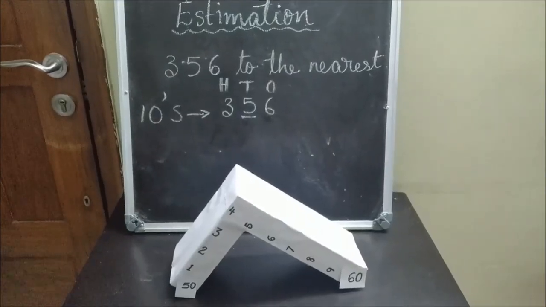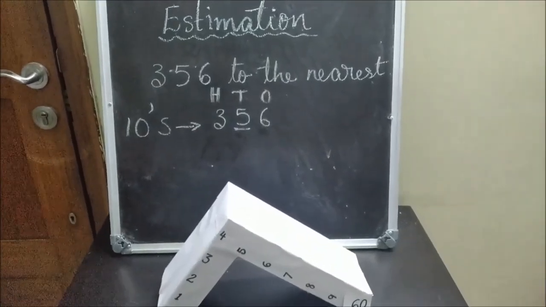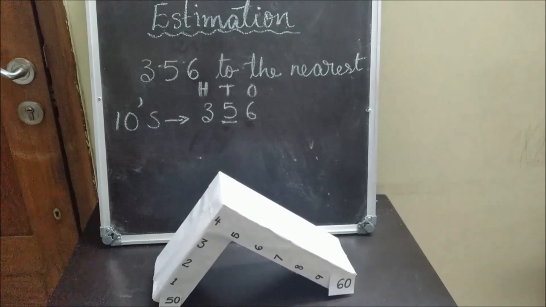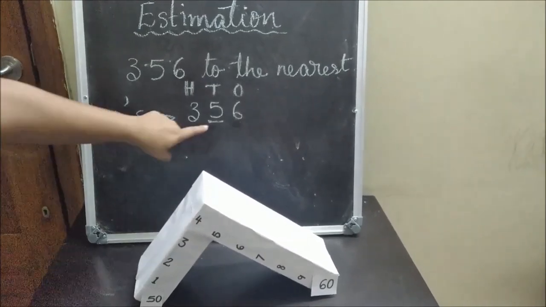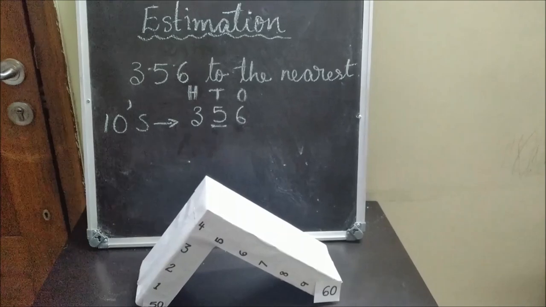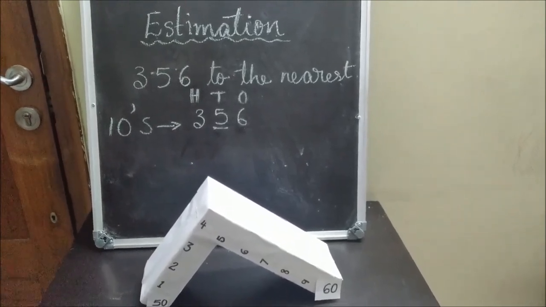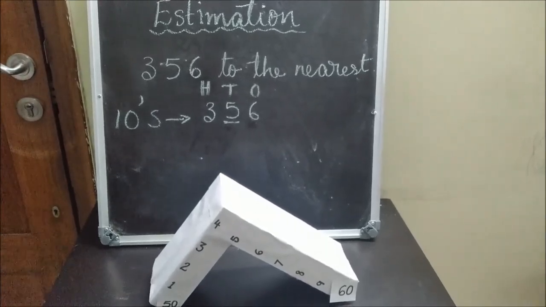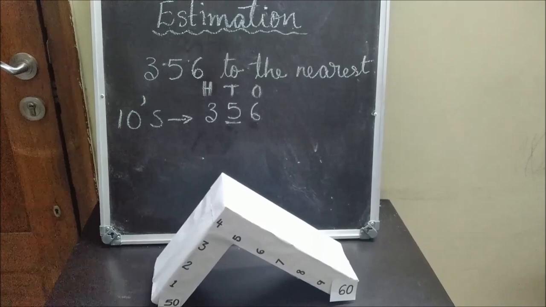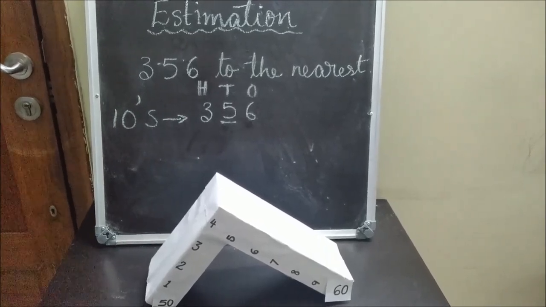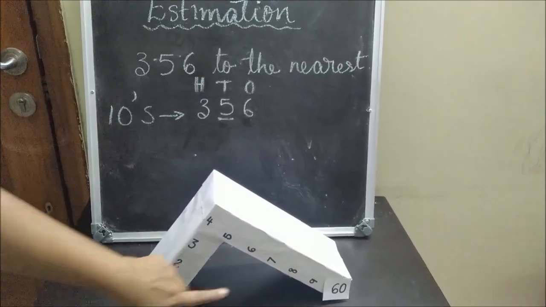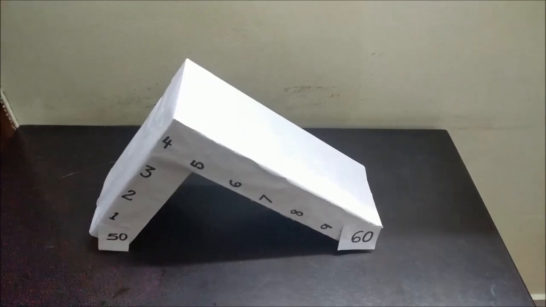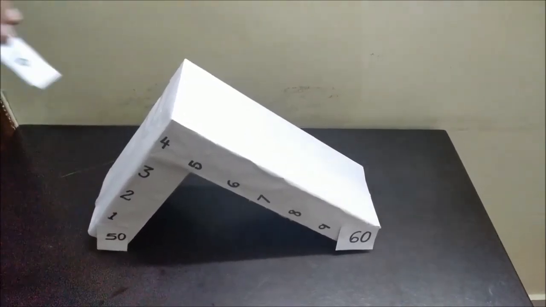Now let's try to round off a three-digit number to the nearest tens. Here we are rounding off the number to the nearest tens, so we must underline the tens place digit. Now we must check the digit towards its right. Here it is 6. 56 comes in between 50 and 60. That's why I have written 50 and 60 on the slide. Let me keep the number 6 on the slide and see which side it falls.